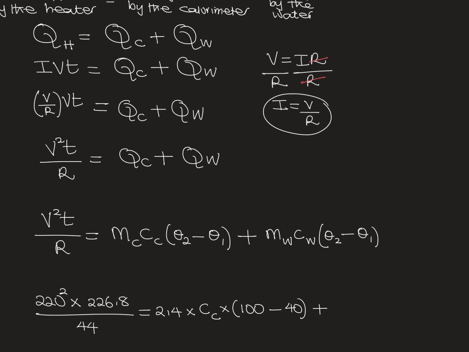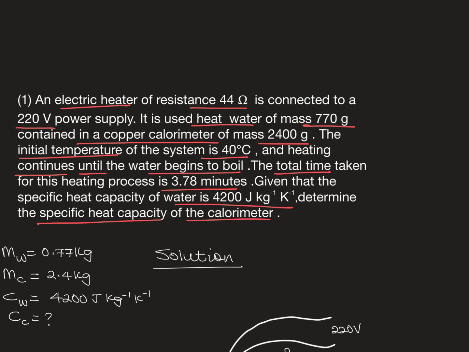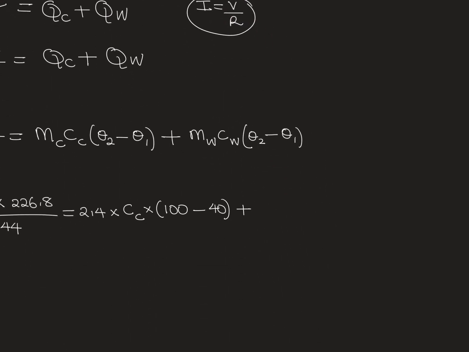the mass of the water, which is 0.77 kilograms. So that is 0.77 kilograms times the specific heat capacity of water, which is given in the question as 4,200, times the change in temperature, which will be the final temperature minus the initial temperature.